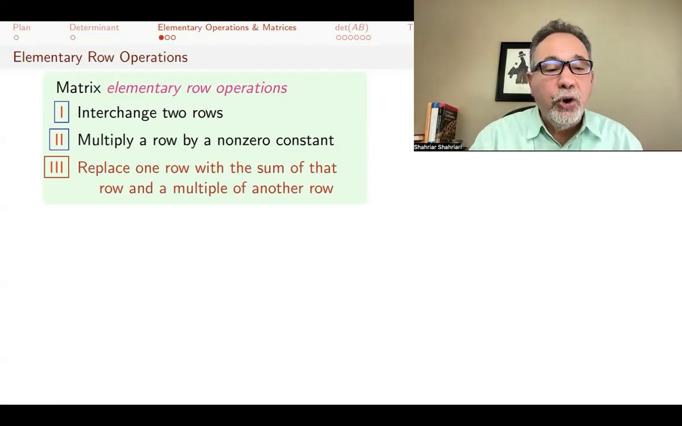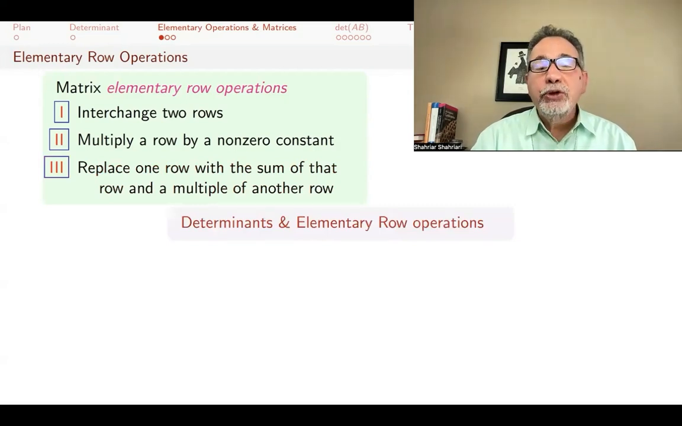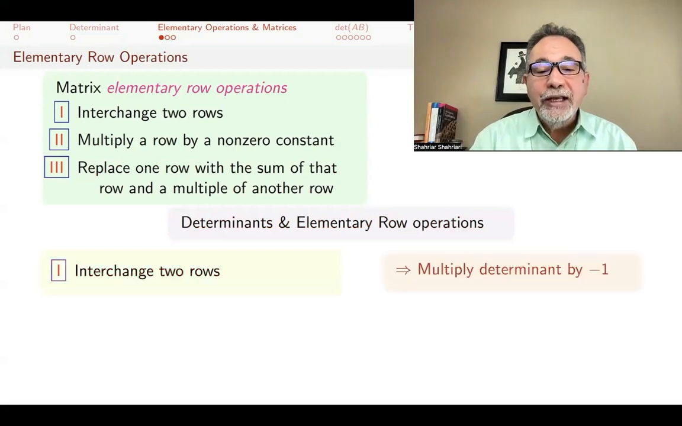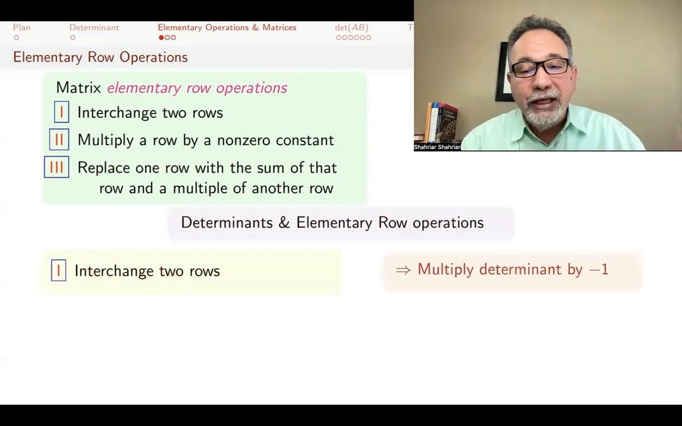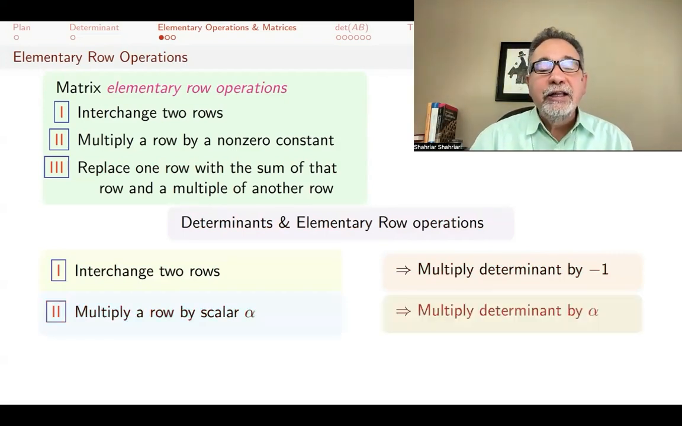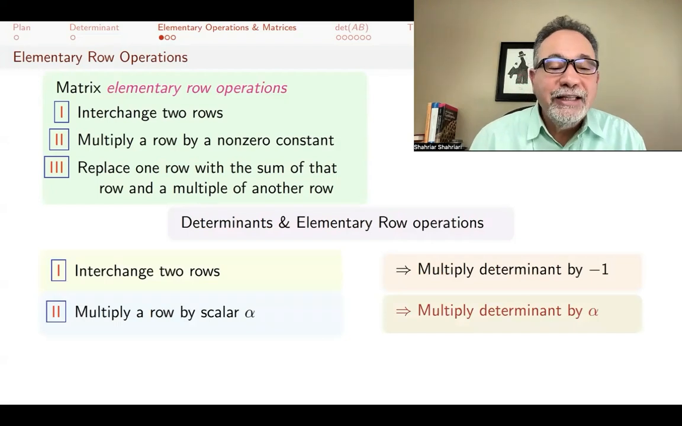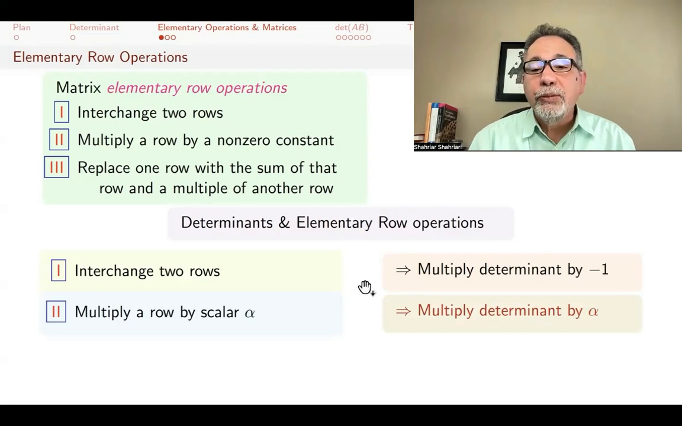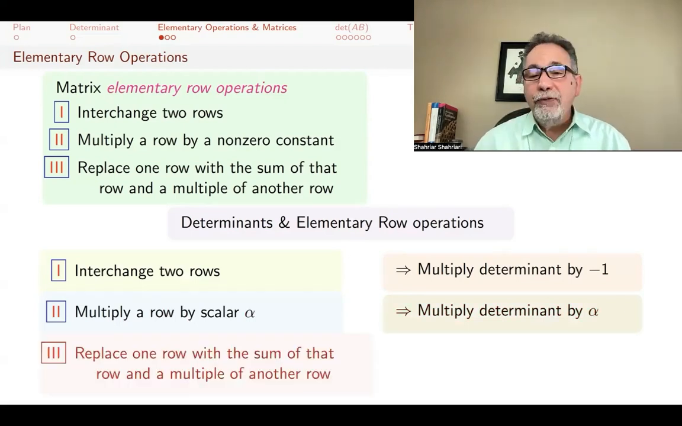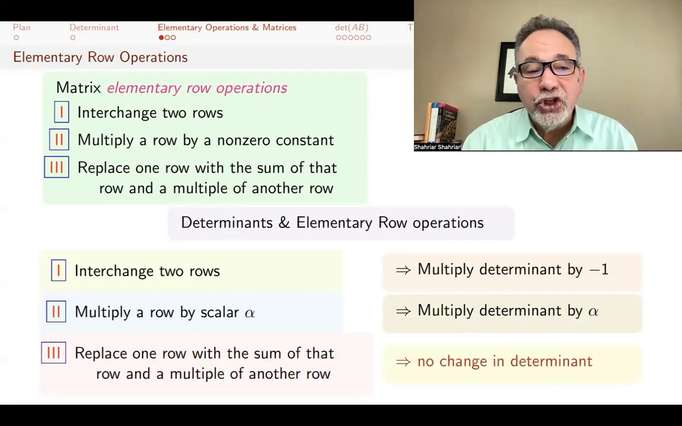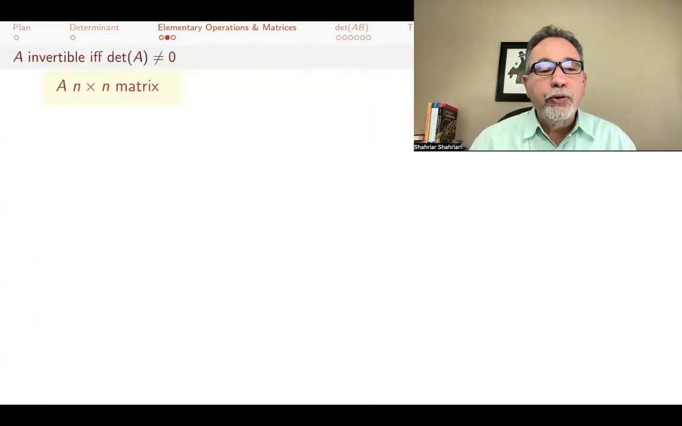I have a whole video on elementary row operations. Now, what do elementary row operations do to determinants? If you interchange 2 rows, then the determinant gets multiplied by -1. Again, the proofs of these are in the previous video. If you multiply a row by a scalar alpha, then the determinant gets multiplied by alpha. In fact, this scalar doesn't even have to be non-zero, but if you want an elementary row operation, you need to multiply by a non-zero constant. And if you replace one row with the sum of that row and a multiple of another row, the determinant actually does not change.